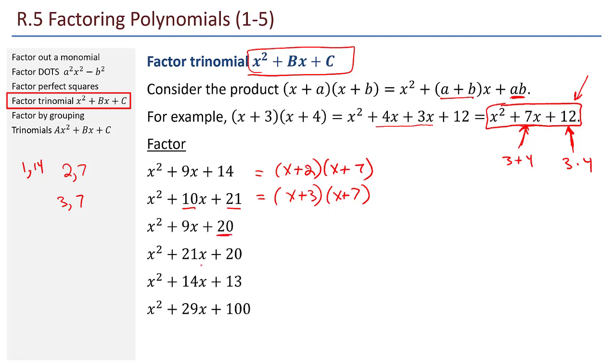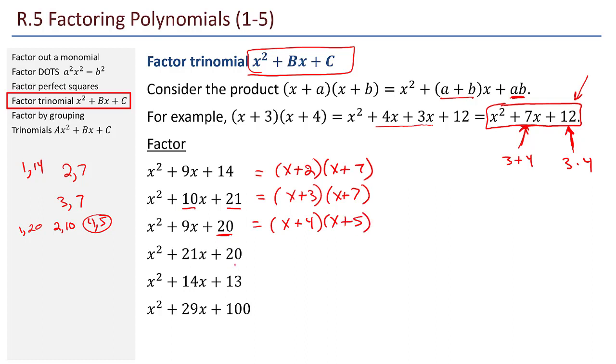All right, moving on. Let's look at the next one. I need two numbers that multiply to make 20 and add to make 9. Well, there's 1 and 20, 2 and 10, 4 and 5. Oh, there we go. I hit it. 4 and 5. So x plus 4, x plus 5.